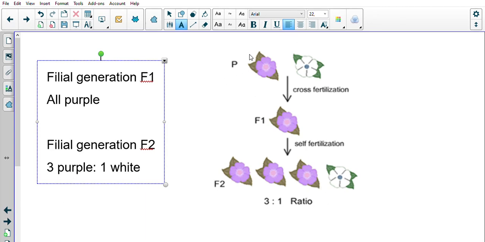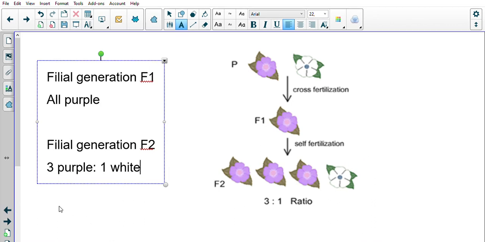Okay, so understand, he took these 2 purebred different ones, the only difference being flower color. He found that in the first filial generation, only 1 of the colors was present. If he let that filial generation self-fertilize, he then found a ratio of 3 to 1 of the original color to the opposite color.